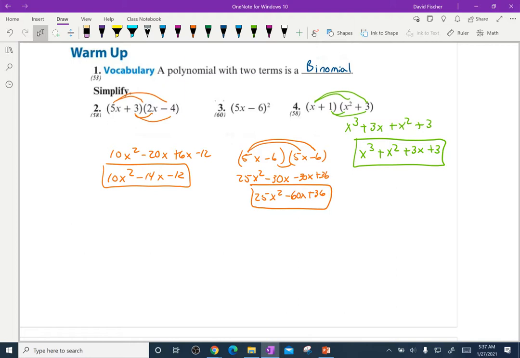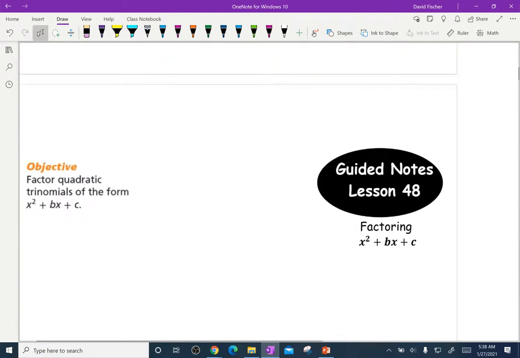On number 4, notice that it's not in standard form after I'm done doing my FOIL. So when I went to write my final answer, I put the degree of 3 first, degree of 2 next, degree of 1, and then a 3 with the degree of 0. So always make sure your answers are in standard form, okay?